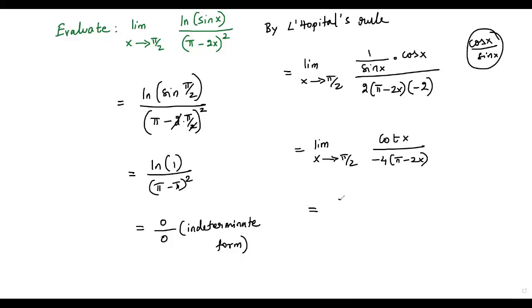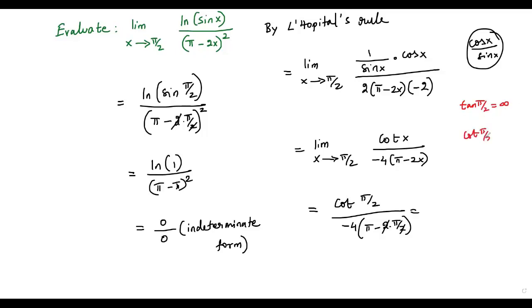When I do it, I'll be getting cotangent pi over 2 over negative 4 times pi negative 2 times pi over 2. This 2 will cancel out. Okay, so we have to get the value of cotangent pi over 2. Cotangent is a reciprocal of tangent. So already we know the value of tangent pi over 2. What is the value of tangent pi over 2? Tangent pi over 2 is undefined. Tan 90 degrees is undefined.